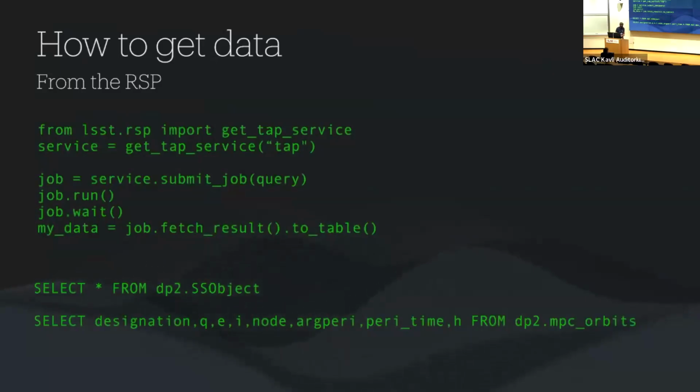You can get the TAP service. You can create a TAP service and then submit jobs to it and query. Submit your query, get the data back. This works really great. I tested it last night for the DP2 SS object table, which has 300,000 rows. And although the JSON blob column of MPC orbits kills you if you try to touch it, you can get most of the orbit data that you care about, q, e, i, omega, Omega, pericenter time from the MPC orbits table, no problem. So this is my recommendation about how to get per object information out of DP2.